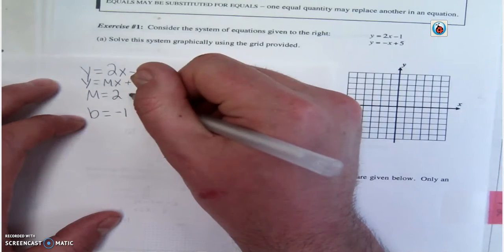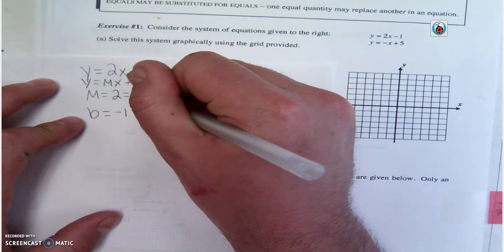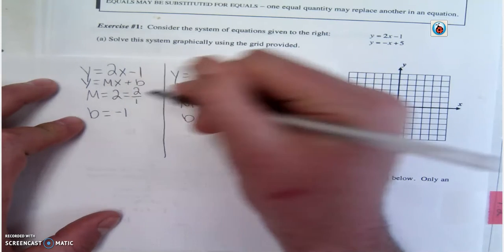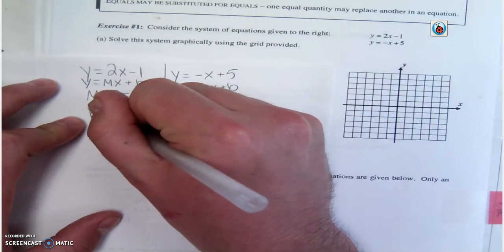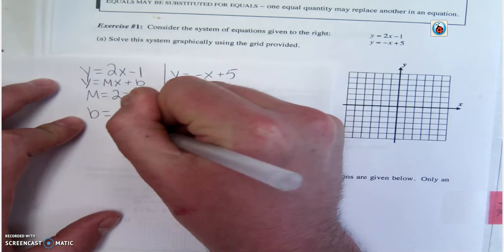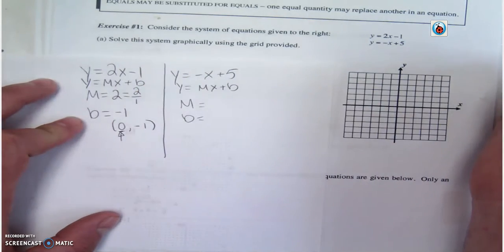But remember, I stress this, it's very important that your slope needs to be written as a fraction, or 2 over 1. And your b, or your y-intercept, needs to be written as a point. In this case, 0, negative 1. Remember, the x is always 0 in the y-intercept.